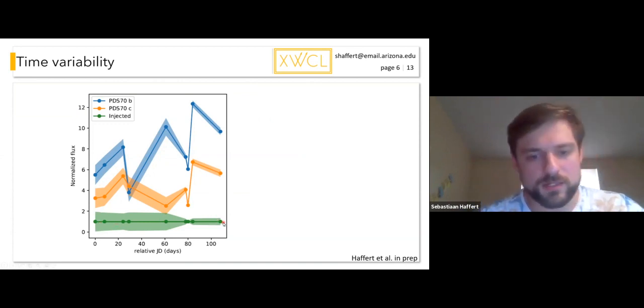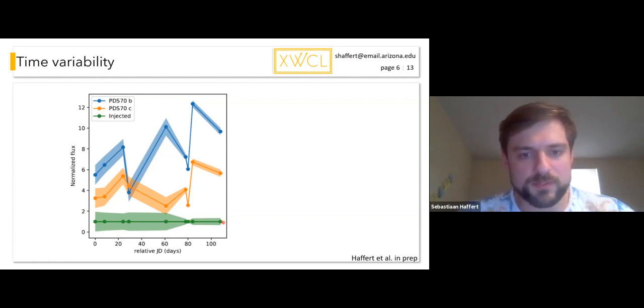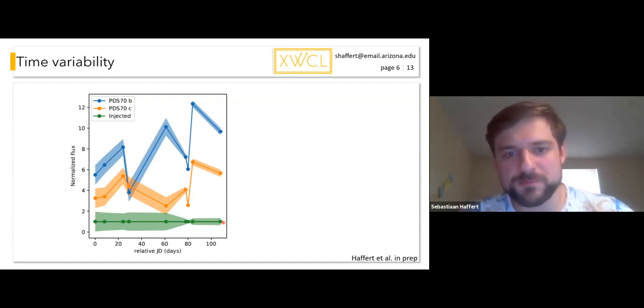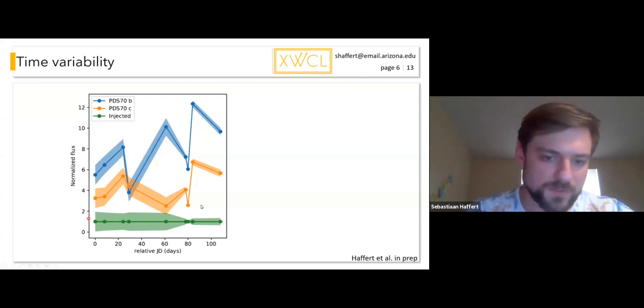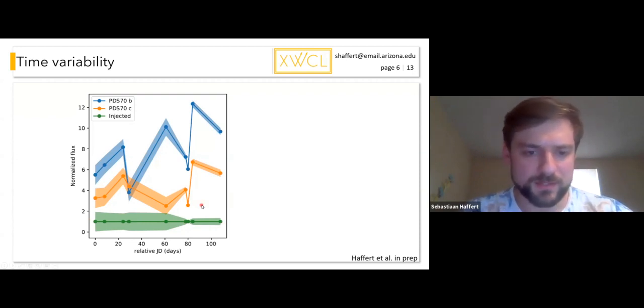In green, you can see the flux that we get from injected fake planets. We inject fake planets into the data set to calibrate both the post-processing algorithm and the effect that the PSF has on the loss of flux. Because of the strong seeing conditions, it could be that a lot of flux is lost outside of your photometric aperture. To calibrate that, we use these fake injected planets.